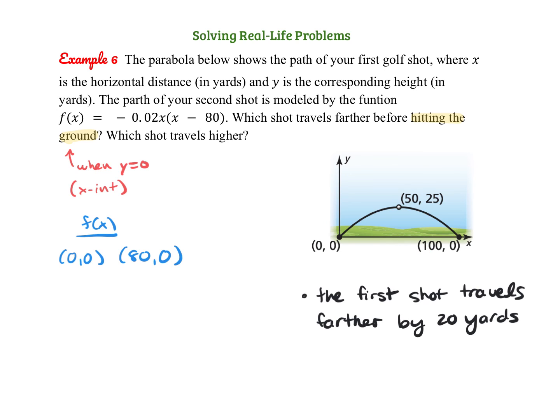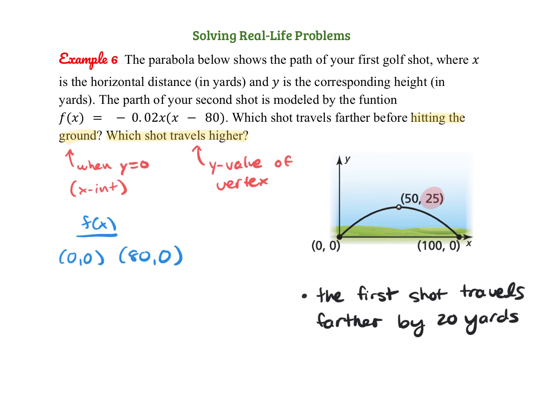Now when they ask which shot travels higher, well, we know that for a parabola, the absolute max or min will always occur at the vertex. So what they're asking us to compare here would be the y value of the vertex. And since we're looking for the height, again, that would be the y value. So we can see that for this ball, the highest point it reaches is 25 yards. So that's the highest point for that first shot.